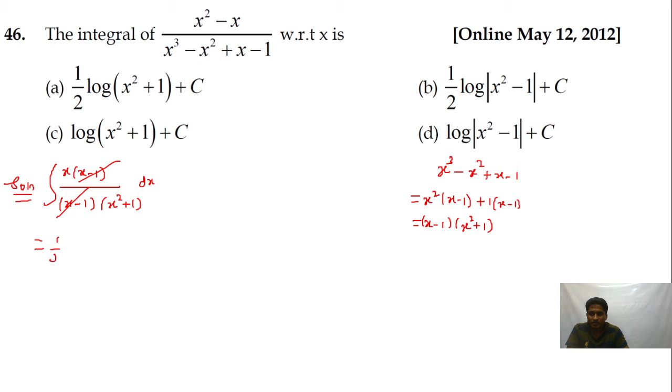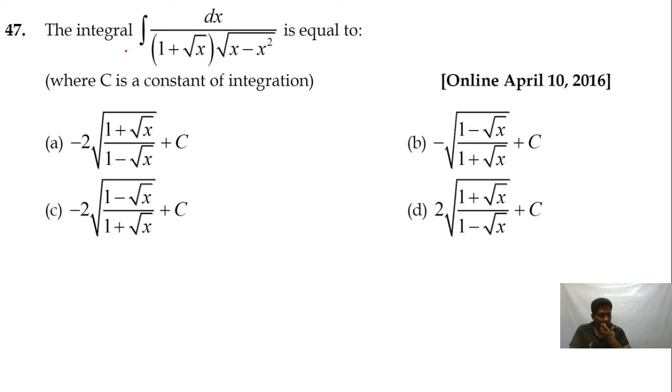Left out is, I am going to divide by 2 and multiply by 2. You get integral of 2x upon (x square plus 1) dx. You differentiate the denominator, you get the numerator. So this is f dash of x by f of x form: 1 by 2, and then you get log of (x square plus 1) plus c. That's the answer, guys. Answer option A. Okay, let's move to the next question.